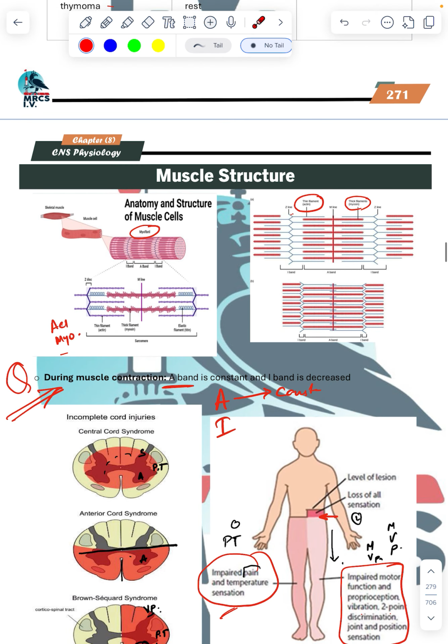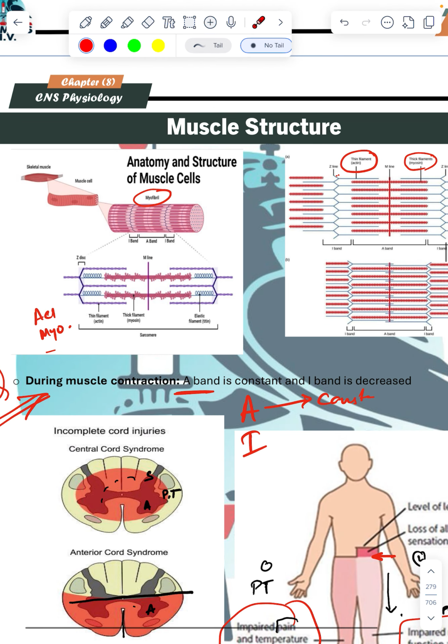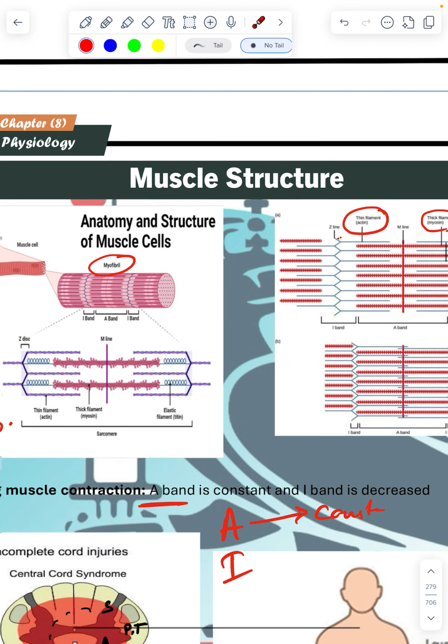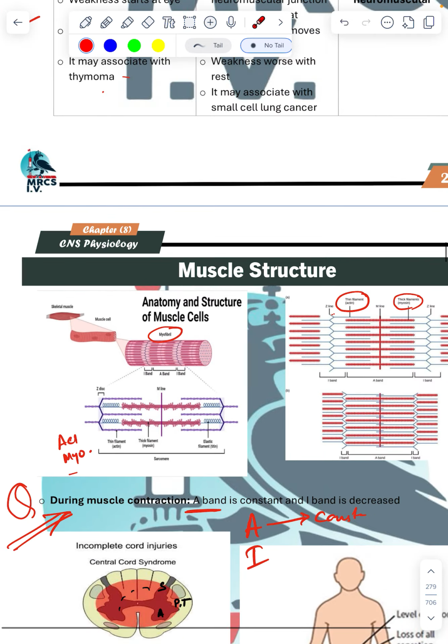So this is about the structure of skeletal muscle. You see there are two bands: I band, A band, I band. The A band is a larger band, the I band is a smaller band. Myofibrils, this is the M line. Sarcomere, thick filament, thin filament. When they contract, they slide over each other. The M line is constant. During contraction, the A band is constant and the I band decreases.